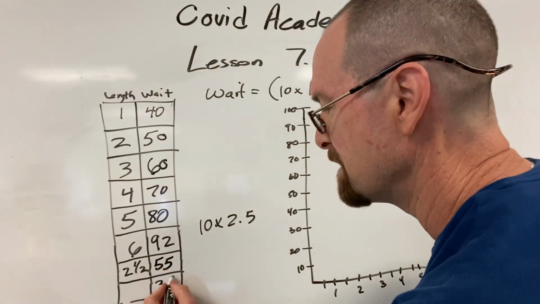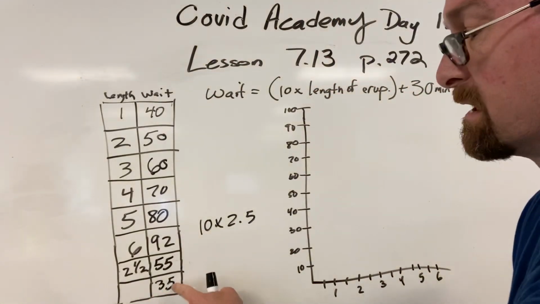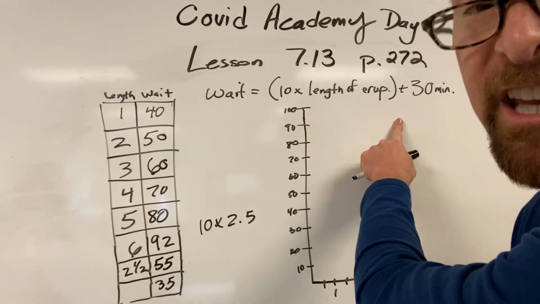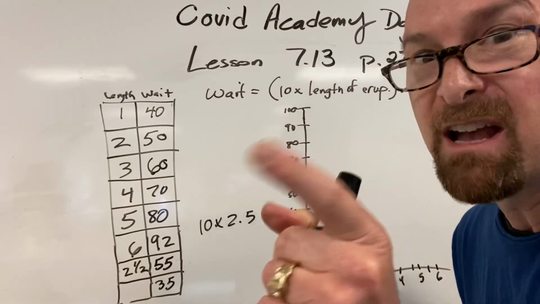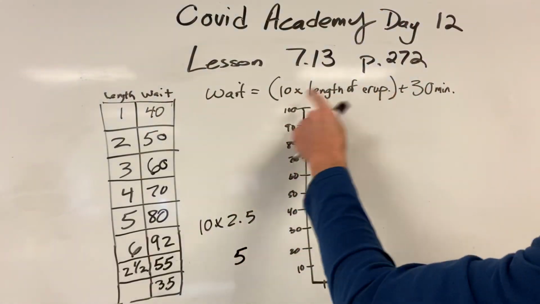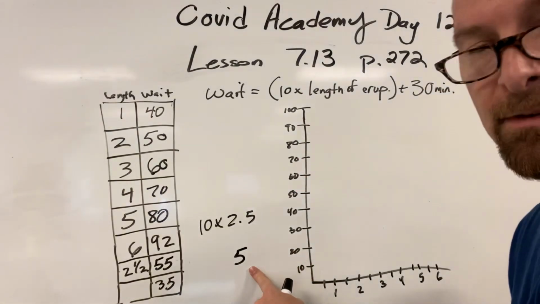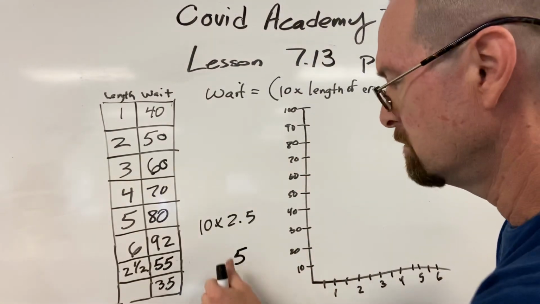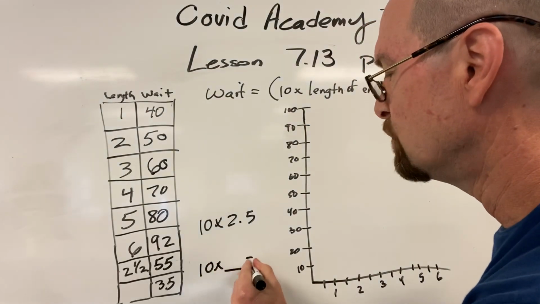Okay, now they're really messing with you. You got to go backwards. First thing you got to do is take the 30 away from that. Take 30 away from that and you get 5. So the answer to this, 10 times something, was equal to 5. How are you going to do that? 10 times blank equals 5.